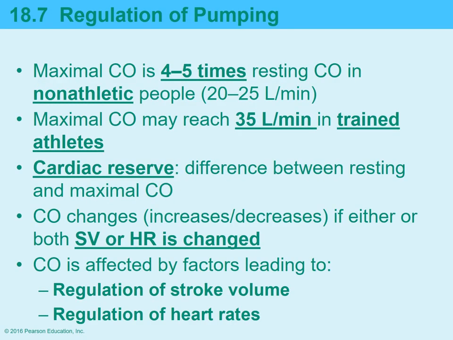In terms of regulation of the pumping, the maximal cardiac output is about 5 times resting cardiac output in non-athletic people. The maximum cardiac output can be much higher than that in athletes. They've got the training there. Cardiac reserve is the difference between the resting and the maximal cardiac output. So how does that cardiac output change, increase or decrease, if you change either the stroke volume or the heart rate?